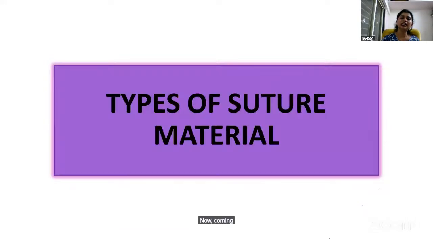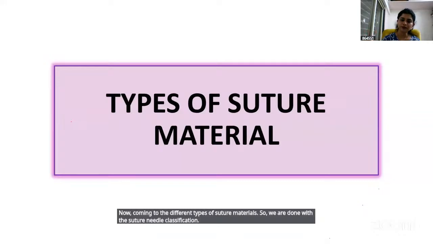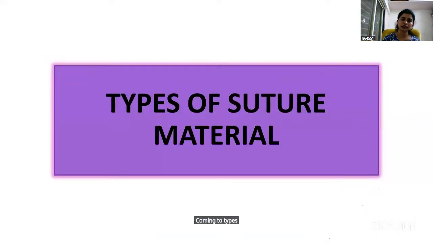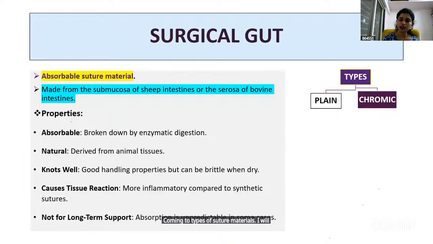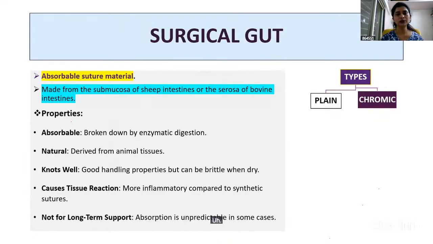Now coming to the different types of suture materials. We are done with the suture needle classification. Now coming to types of suture materials. I will quickly go through the different types of suture materials. To start with, I am starting with the surgical gut.